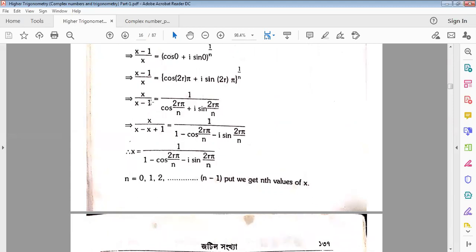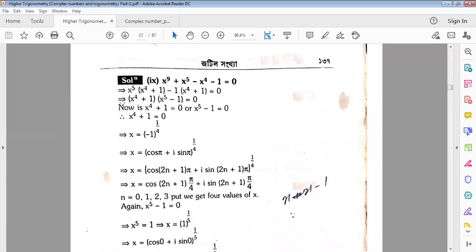This x minus 1, x divided by x minus x plus 1 equals to this one. Just taking only the component in the denominator. Now putting n equals to 0, 1, 2 up to n minus 1, then we get n terms of x. Similar process, factorization. After the factorization process, just taking common x5 and here only 1.